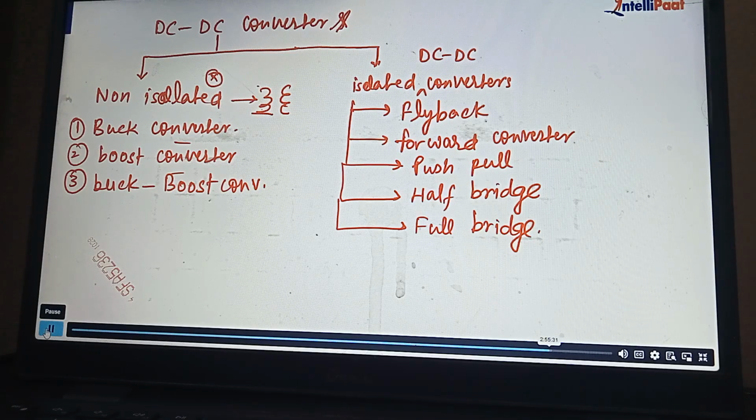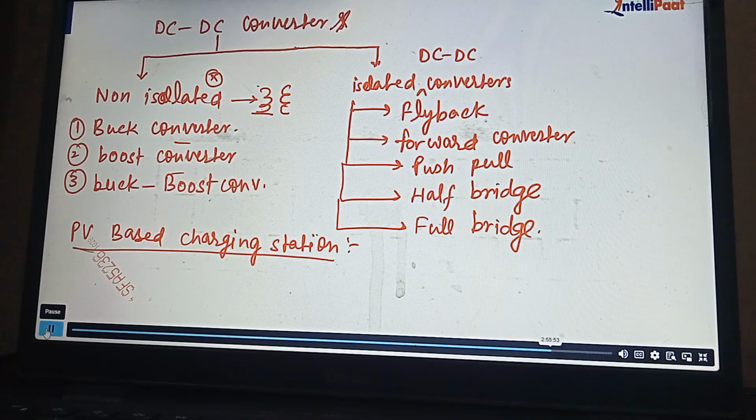Don't worry. Right. So first, let's discuss one of the converters which is widely utilized in PV applications, in a PV-based charging station. Can you tell me which particular converter is very much preferred? That is the boost converter, for the MPPT purpose here.